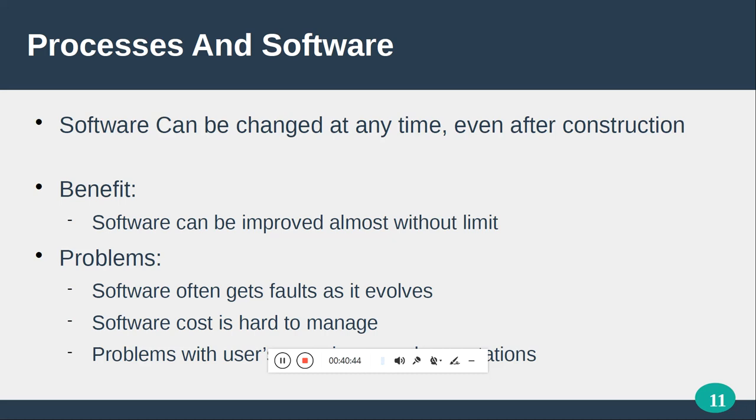In terms of the relationship between the process and the software, software is much easier to change compared with processes. The benefit is that it can be improved without limit, and the problem is that it often gets faulty as it evolves, and software code is hard to manage. That is the problem with the user.